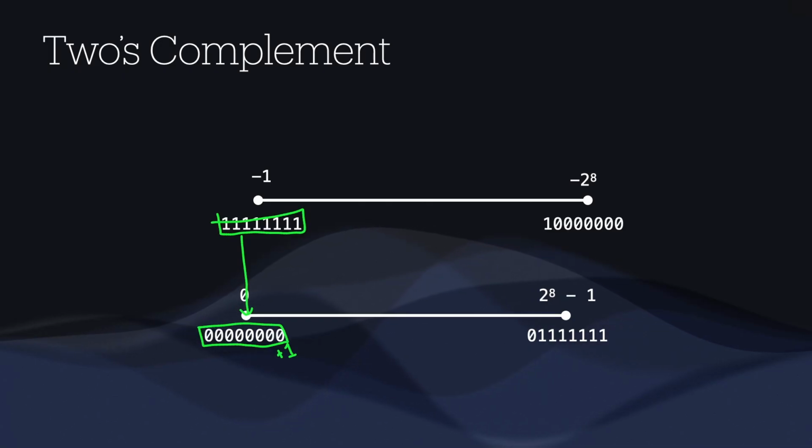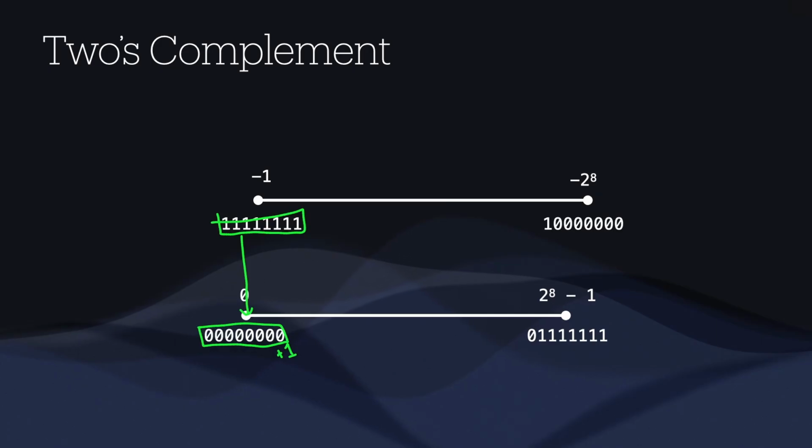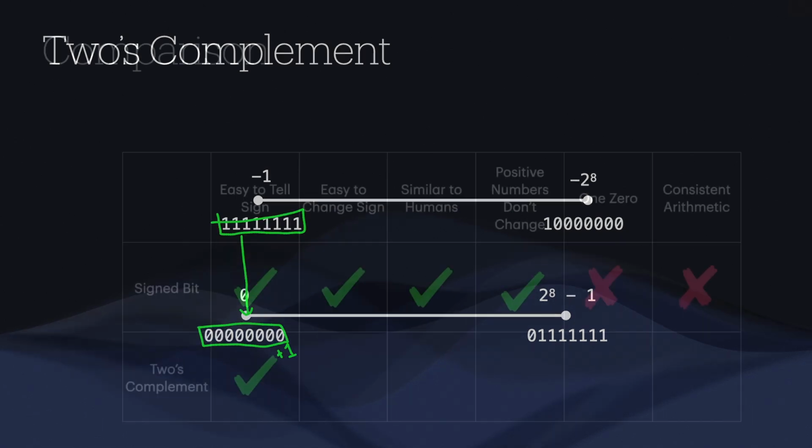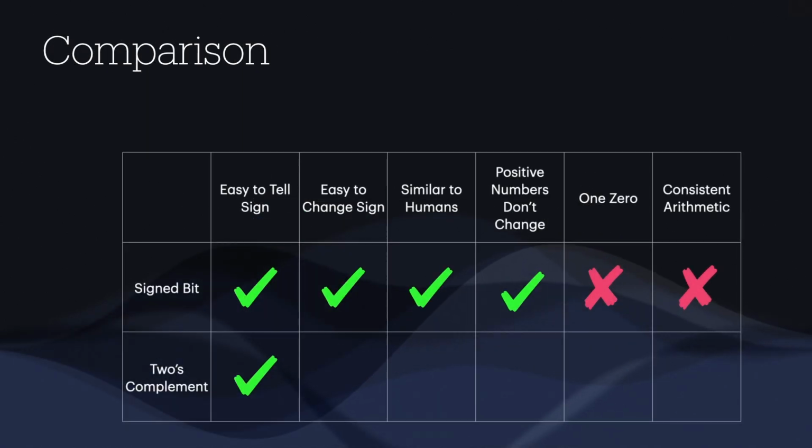So it turns out that the process for going from positive to negative is the same as the process for going from negative to positive. That makes things easier to keep track of. So overall, swapping signs is a little bit more work than just the signed bit notation, but it's still not too bad, so I'll put a check mark here.